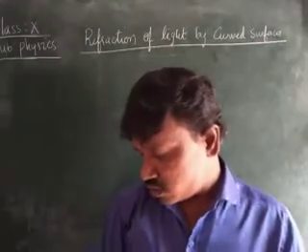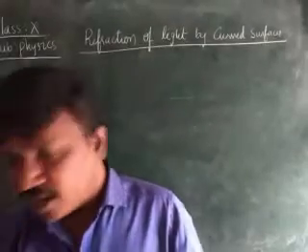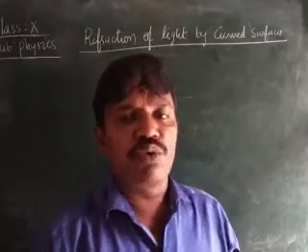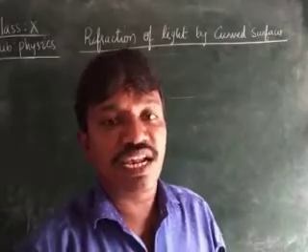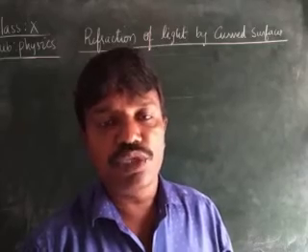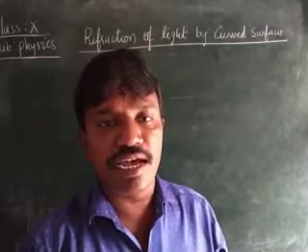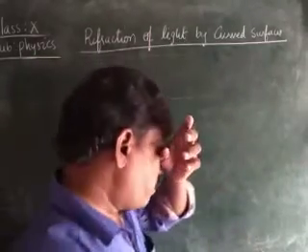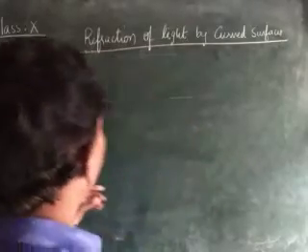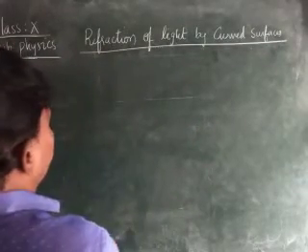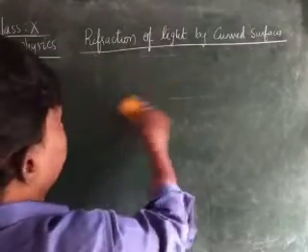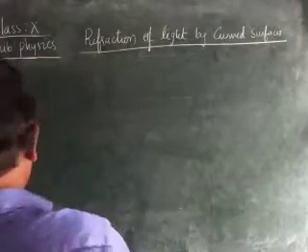Okay, children. Today, we'll be learning about the rules which are used for drawing the ray diagrams for the lenses. First we'll be learning about the rules for drawing the ray diagram for the convex lens. The rule is the same, but the figure will be different, children.